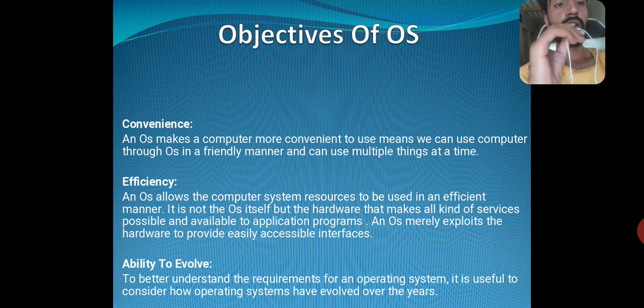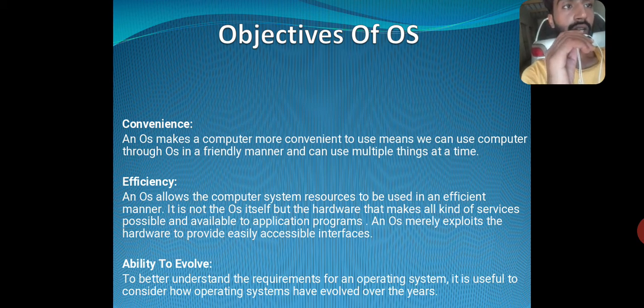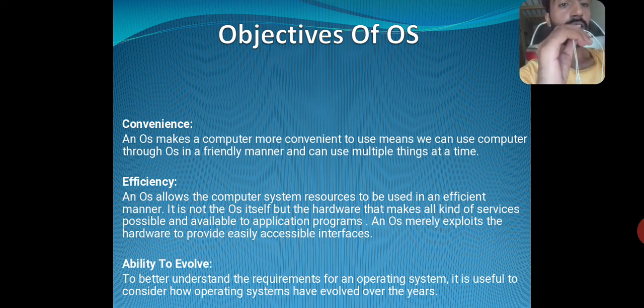It is not the OS itself, but the hardware that makes all kinds of services possible and available to application programs. An OS merely exports the hardware to provide an easily accessible interface, with the ability to evolve. To better understand the requirements for an operating system, it is useful to consider how operating systems have evolved over the years.